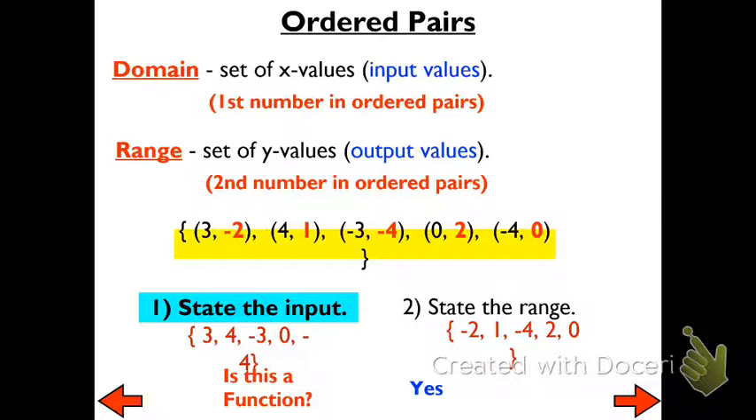Remember that the inputs are your x values. So your inputs are 3, 4, -3, 0, and 4, -4. And then your outputs are the y values. So your outputs are -2, 1, -4, 2, and 0.